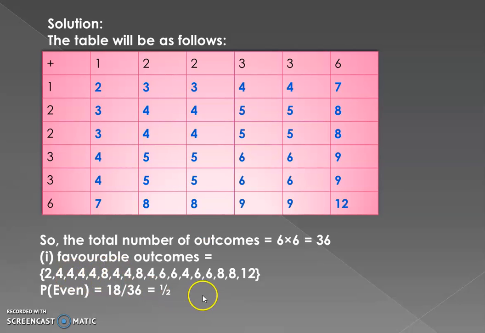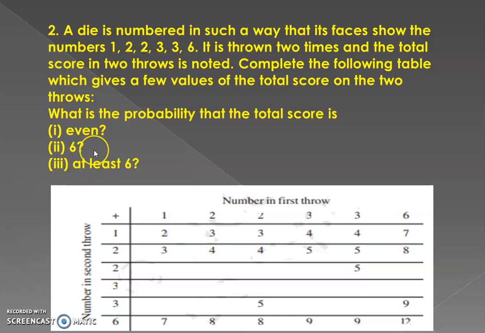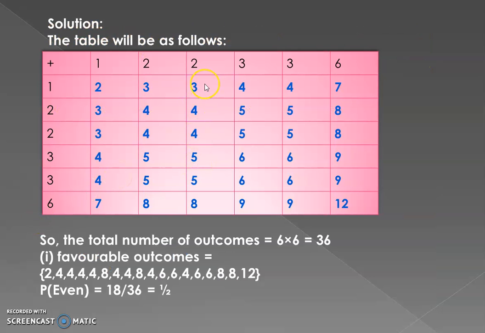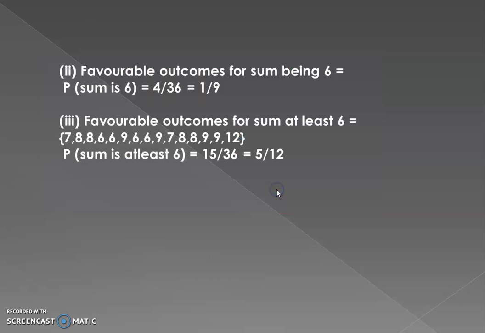And when you list them down, you will see that there are 18 such possible outcomes. So the probability of getting the sum as an even number will be 18 by 36 or 1 by 2. Now the second part is you have to find the probability of the total score being 6. So you have to see from the table when you are getting the total score as 6. If you observe here, 6 is written 4 times in the sample space. So 4 times 6 is appearing as a sum. So the probability of getting the sum as 6 will be 4 by 36 or 1 by 9.